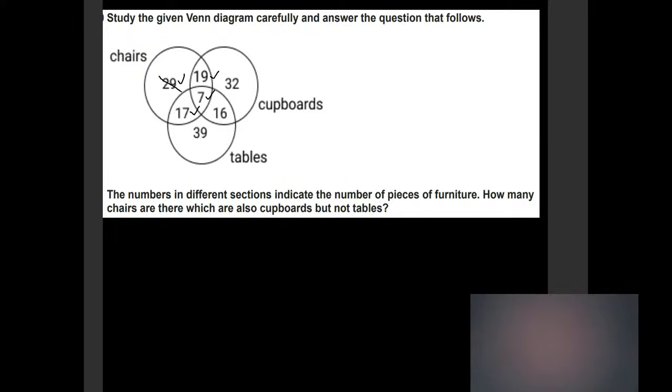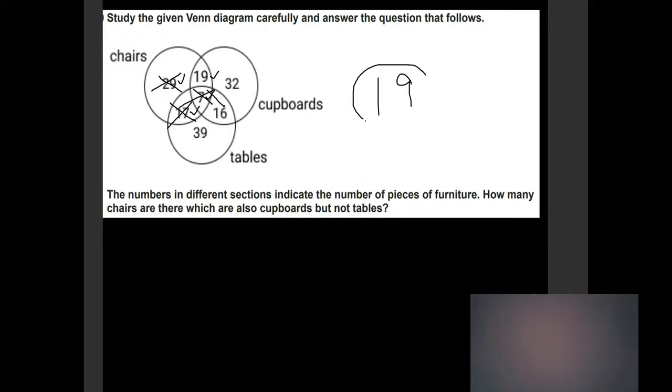So this is eliminated. This doesn't fall under cupboards. This also doesn't fall under cupboards. So as of now, you can consider 19 and 7. Next, but not tables. Tables you should not consider. In the table circle only we have this 7. So this 7 also you should not consider. 7 is also eliminated. So the final answer for this question is 19.